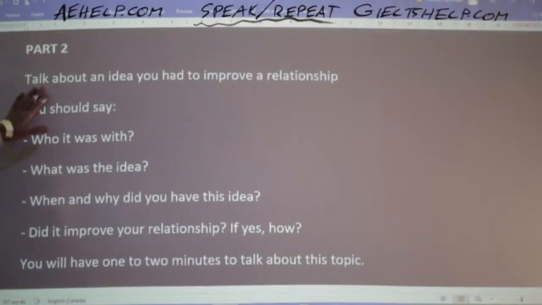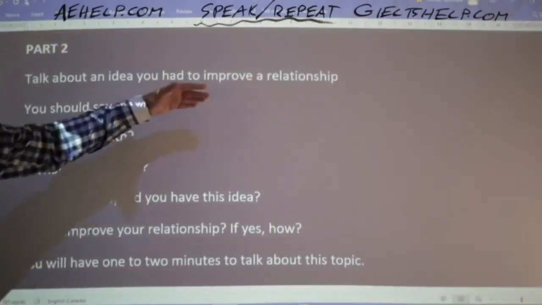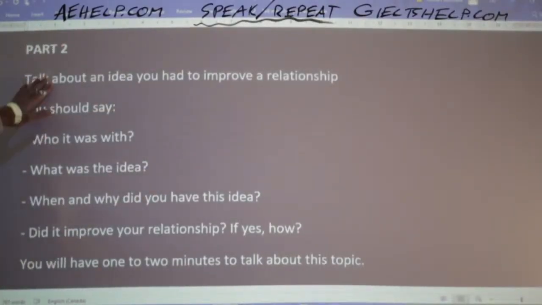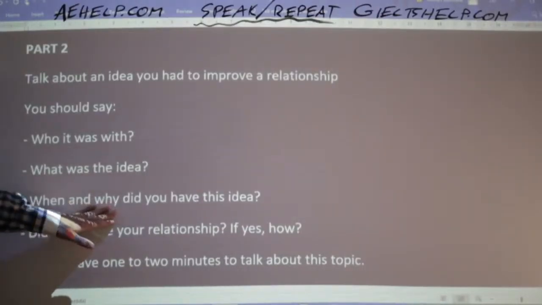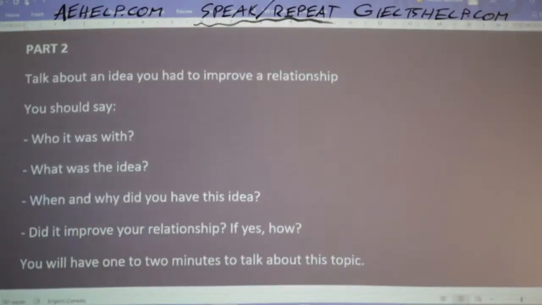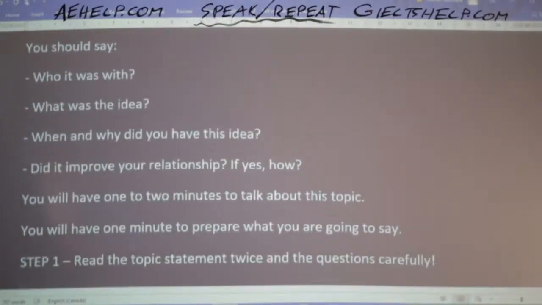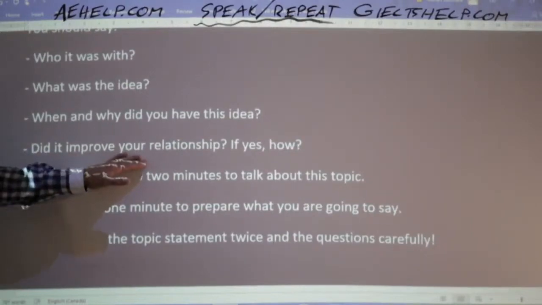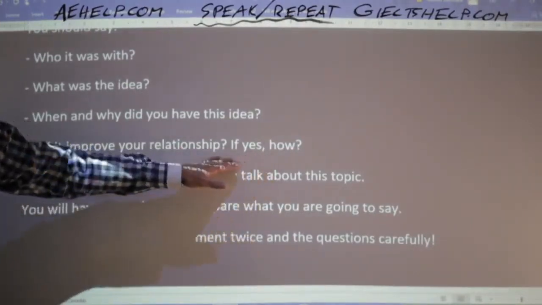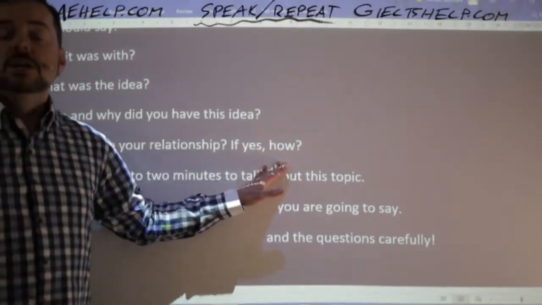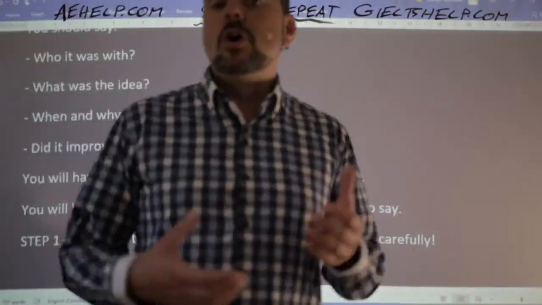Okay, so talk about an idea that we had to improve a relationship. We're talking about improving relationships with neighbors, so that's good. Who: it was with neighbors. What was the idea? The block party. When and why did you have this idea? Had it this year, did it in June. Had this idea because of the new neighbors getting estranged. Did it improve the relationship? Yes, it did. If yes, how? By forming trust and support in the community. So now I've really answered all of the questions.